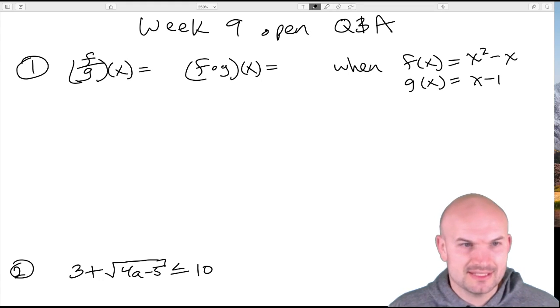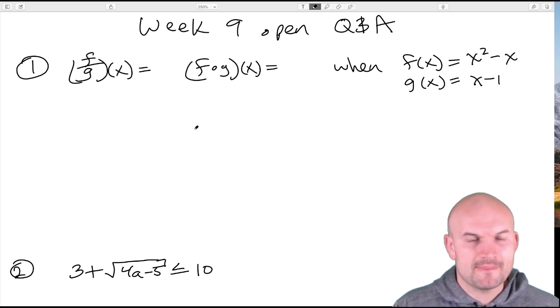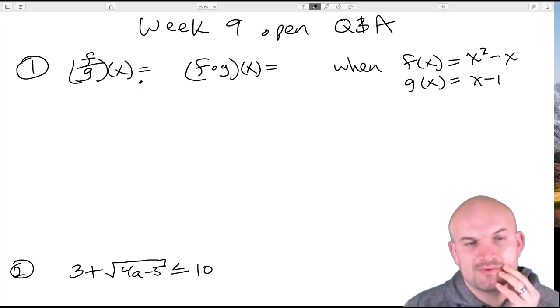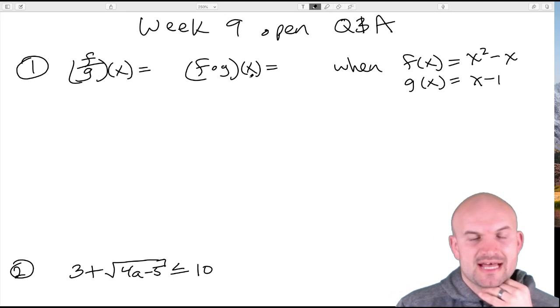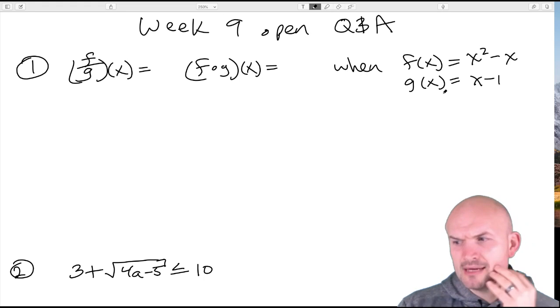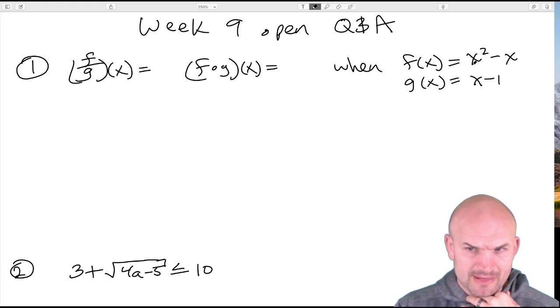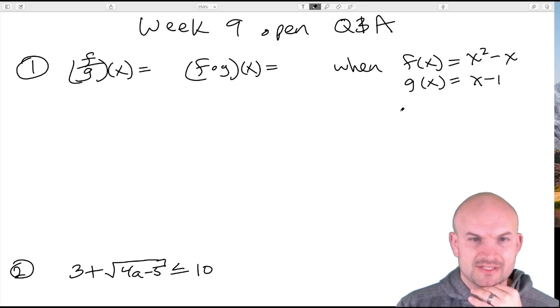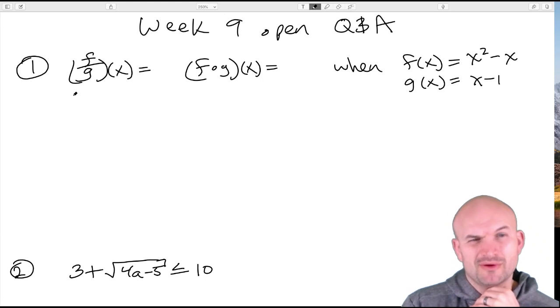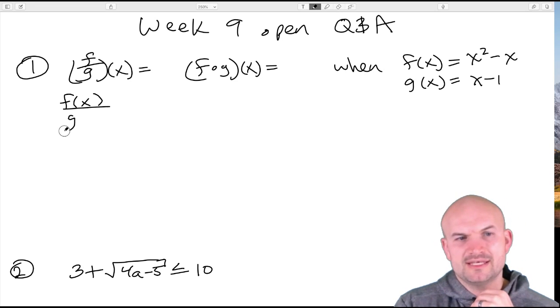All right, guys, let's go ahead and get started. So on the first one, we have composition, so we have division of two functions as well as the composition. I just chose two functions here: f of x equals x squared minus x and g of x equals x minus 1. When we have f of g of x, this is just one notation, but really what this represents is the f of x function divided by the g of x function.